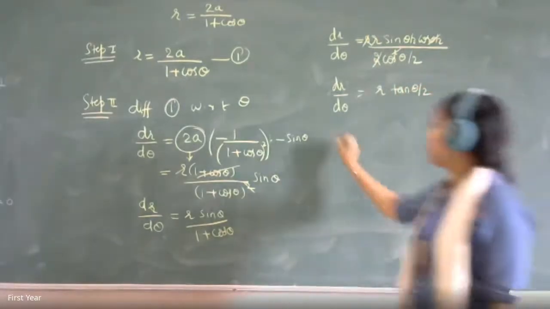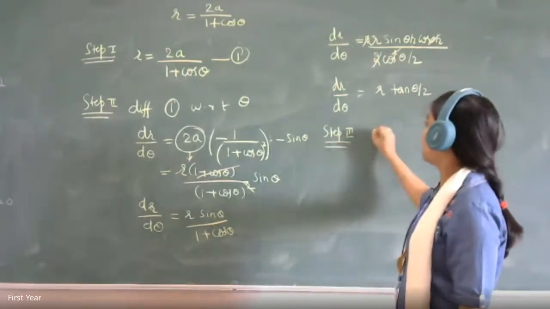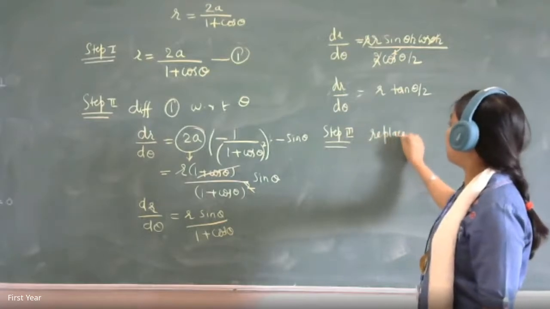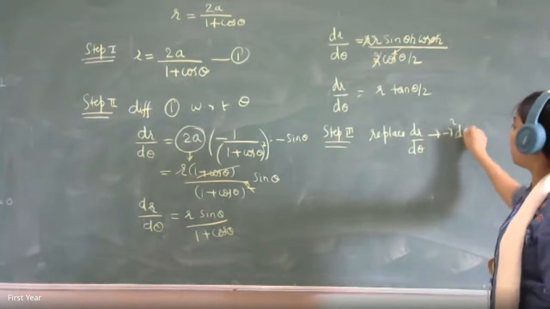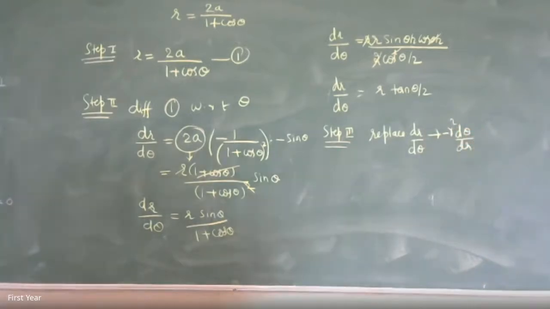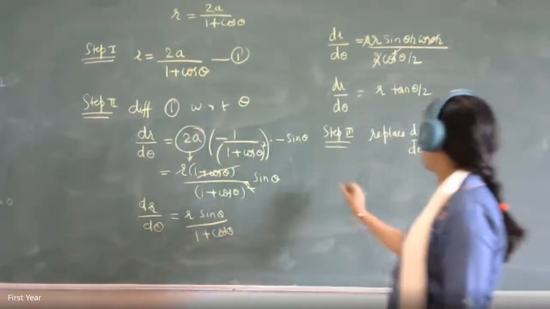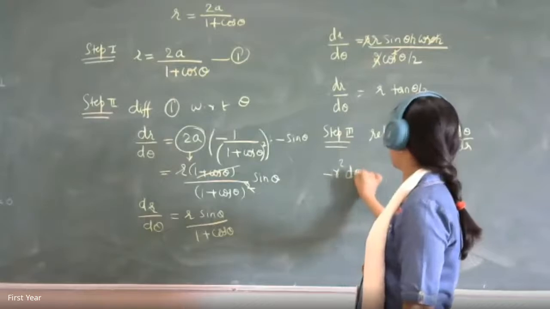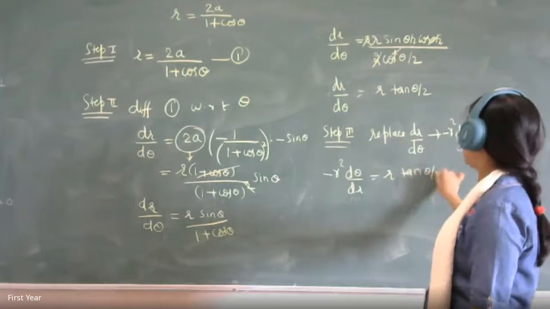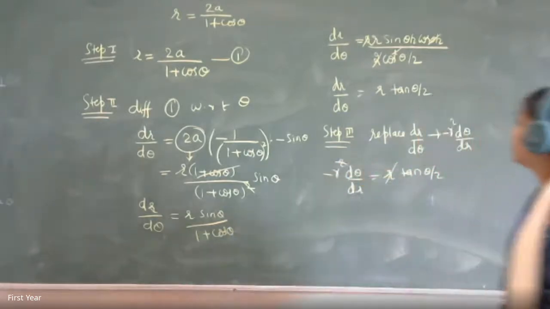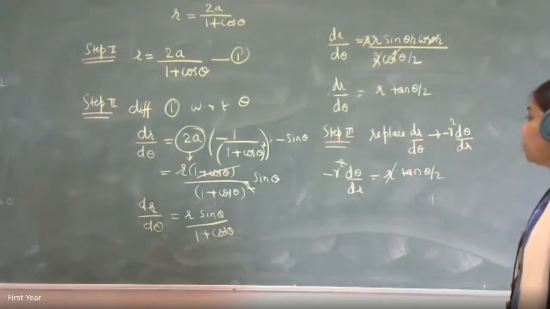Now step 3 is replace dr by d theta by minus r square d theta by dr. Do that. Therefore, what we get is minus r square d theta by dr is equal to r tan theta by 2. So one r will get cancelled, and you will get a variable separable differential equation.